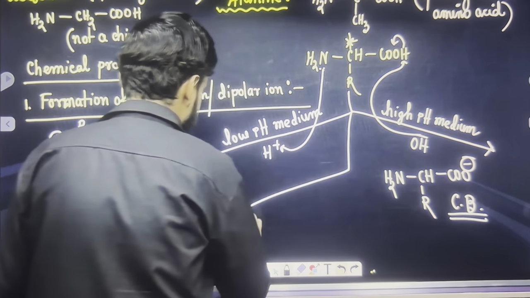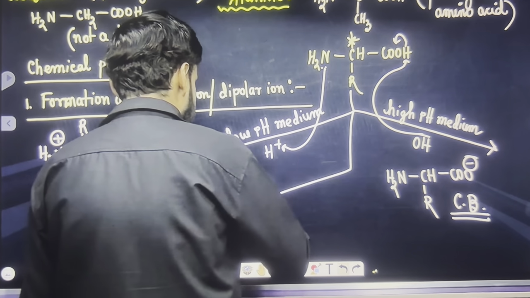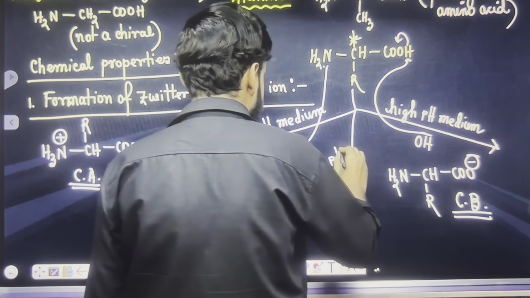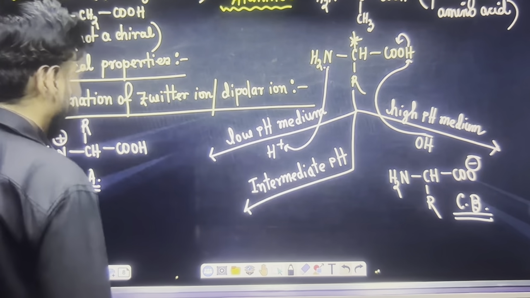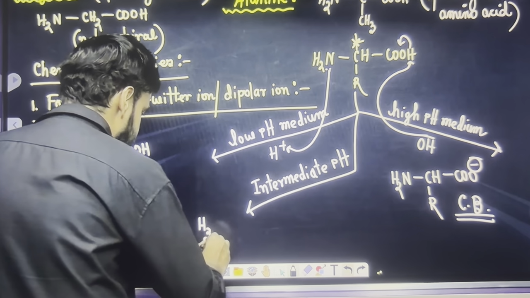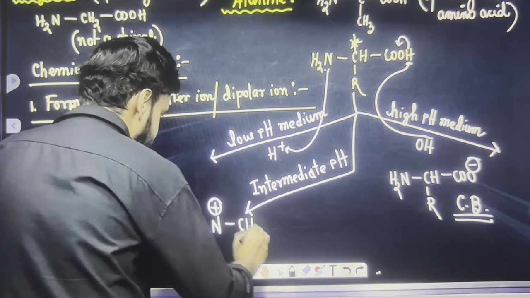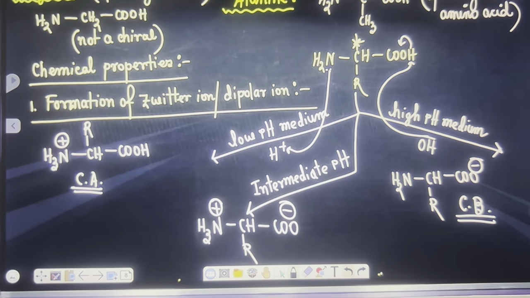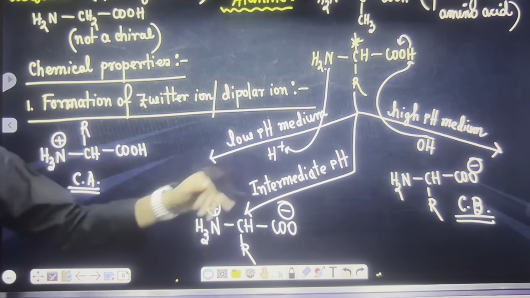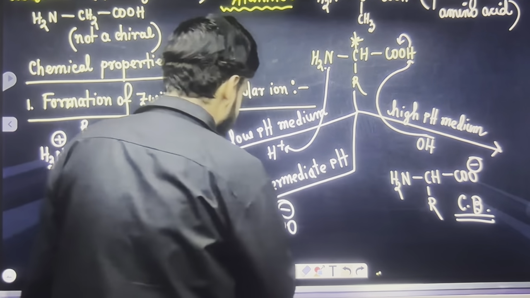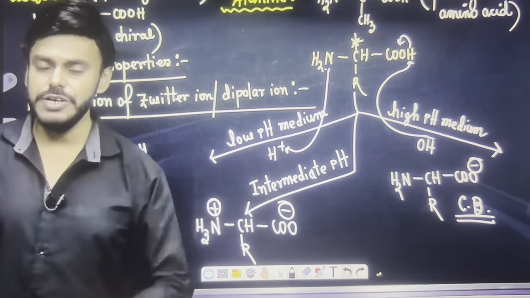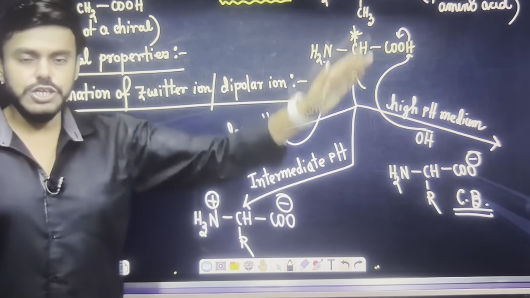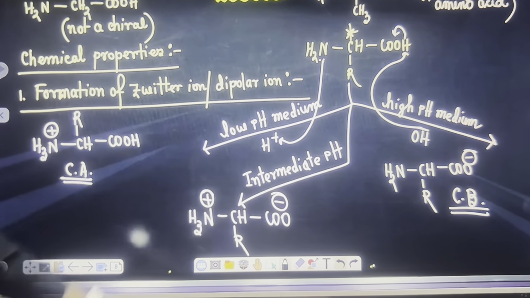So we can write this is the conjugate base of the neutral amino acids. Now the third criteria. Whenever the amino acid is kept in intermediate pH, what will happen? This will be NH3 plus, CHR, and COO minus. What is this? This is a dipolar ion, because we have intermediate pH, so equal concentration of H plus and OH minus, so equal reactivity with NH2 and COOH. So we can form this ion.